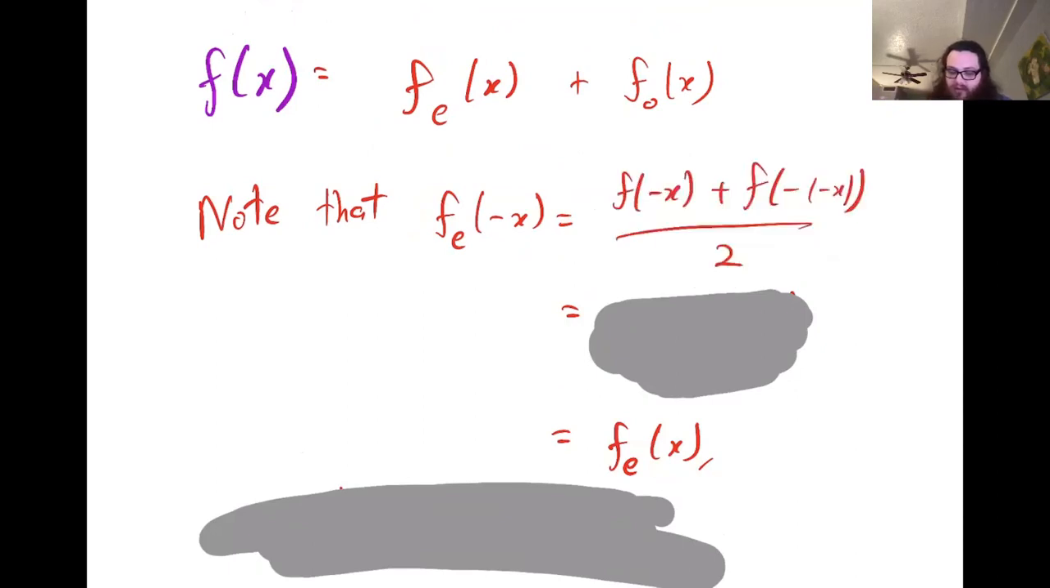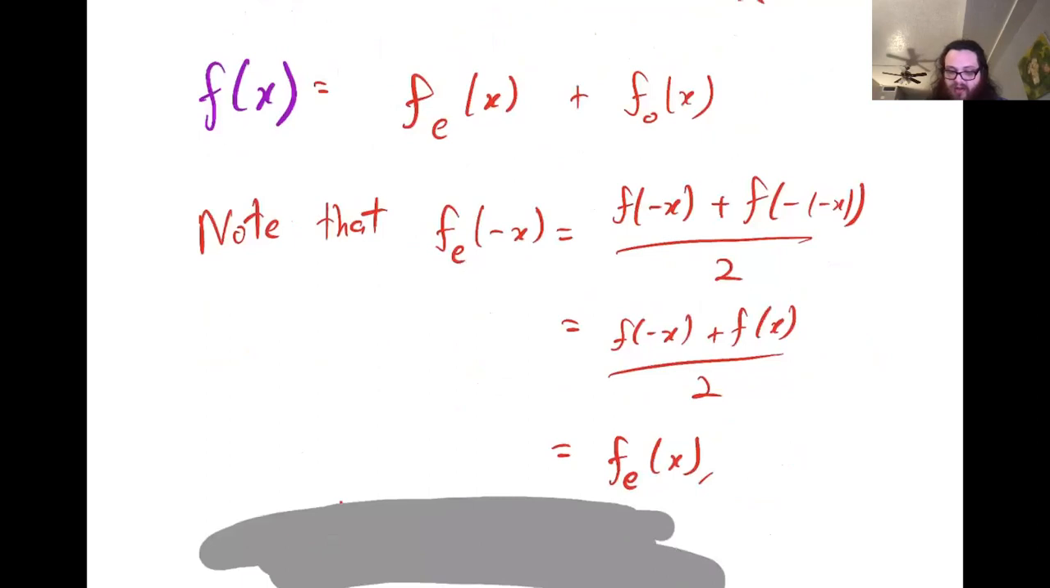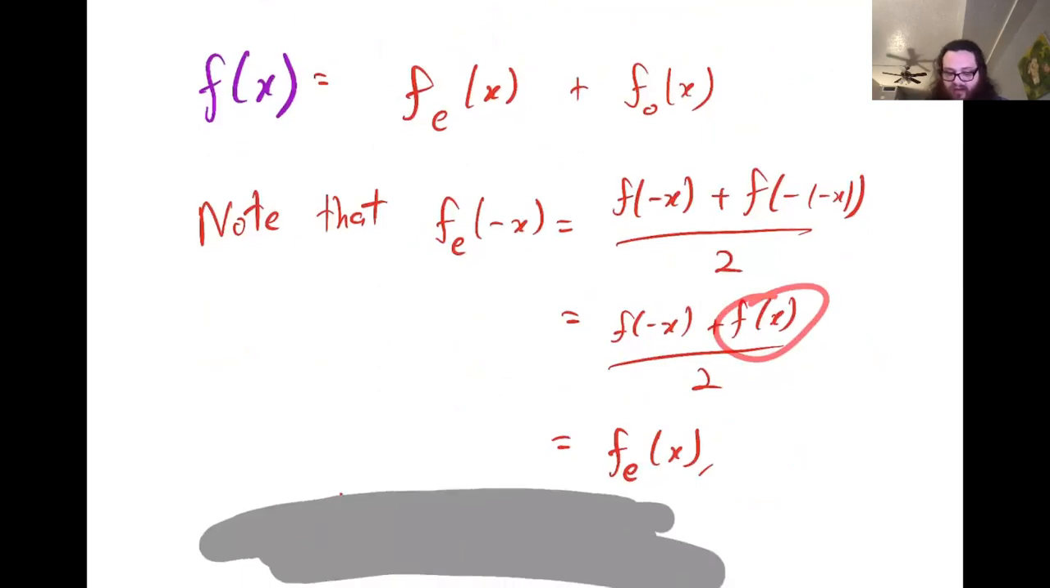So what we can do is take the definition of how we defined f sub e, and just plug in negative x there and there. Negative x there, negative x there. That negative is going to cancel. So we're just going to get f of x plus f of negative x, all that divided by 2, which is how we defined it.